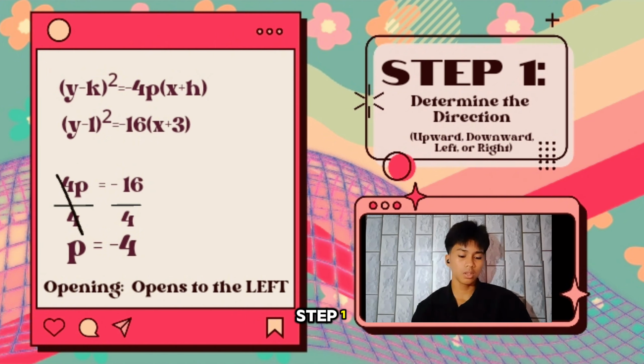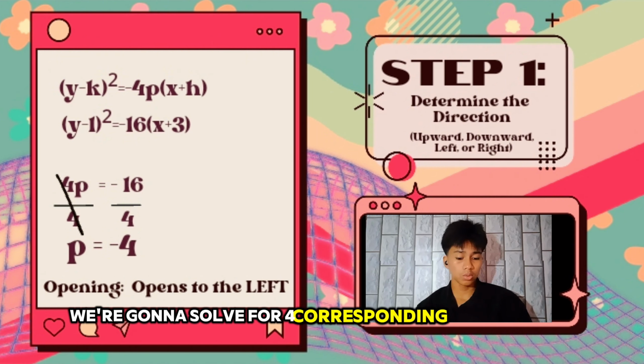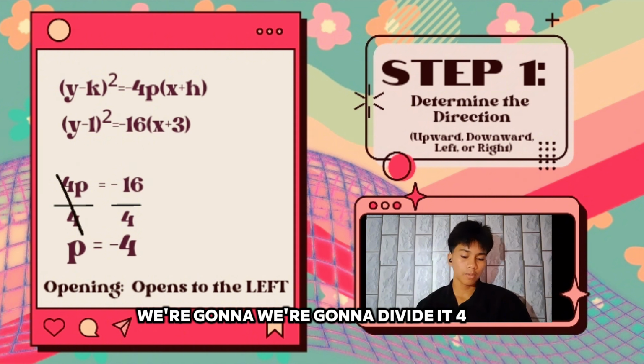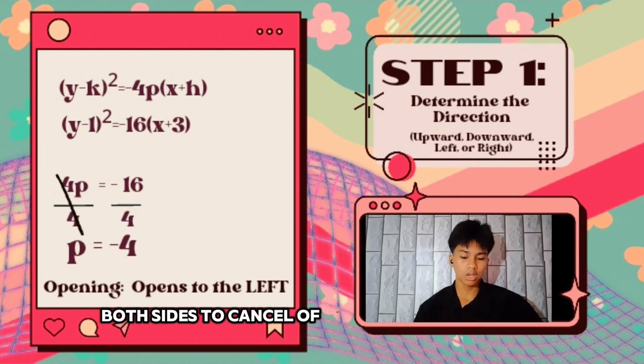Let's proceed to step 1. To determine the direction, we're just gonna look for the first term, y minus k. So the opening should be left or right. We're gonna solve for 4p corresponding to negative 16, so we're gonna divide by 4 on both sides to cancel out the coefficient of p. So p equals negative 4. So the opening should be open to the left.